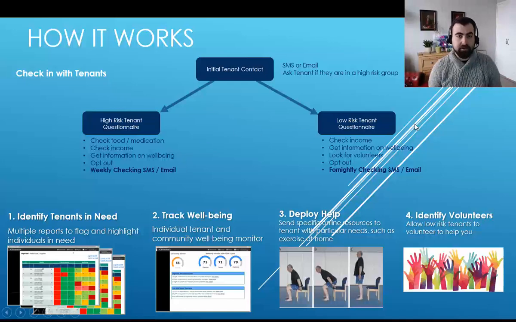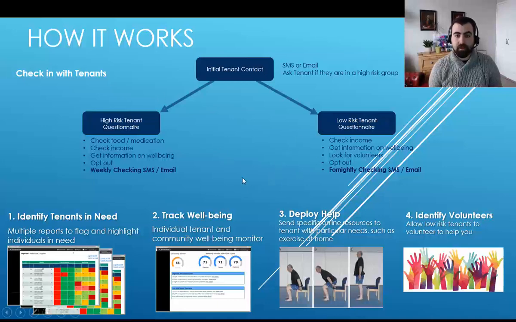Do they need directing to a resource that will allow them to claim the benefits that are due to them? The low-risk tenants will get a similar questionnaire but asking different questions. It will also check on their income and their well-being as well, but it will also look to draw out the idea of any possible volunteers, to build an army of tenant volunteers that can allow you to help the tenants without using your own resources that could be put elsewhere. So the low-risk tenants receive a fortnightly check-in email or SMS, which is less frequent than the high-risk tenants, but they will also get the chance to opt out.